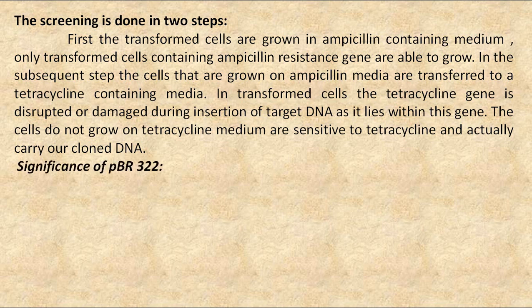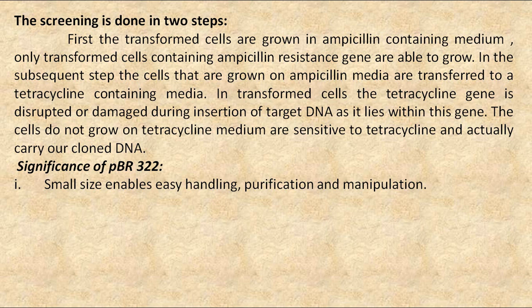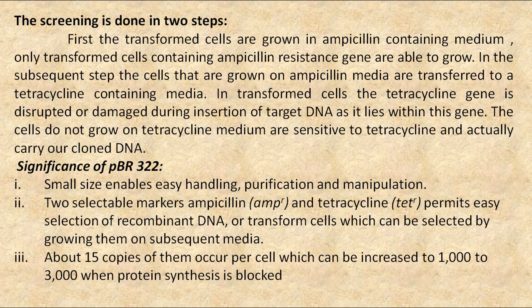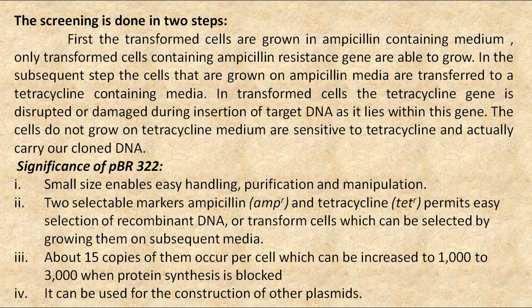Significance of pBR322. Its small size enables easy handling, purification, and manipulation. Two selectable markers, ampicillin and tetracycline, permit easy selection of recombinant DNA or transformed cells, which can be selected by growing them on subsequent media. About 15 copies of it occur per cell, which can be increased to 1000 to 3000 when protein synthesis is blocked. It can be used for construction of other plasmids.